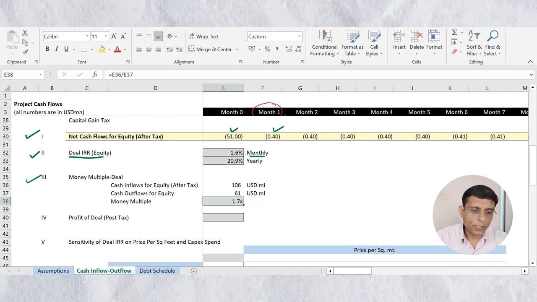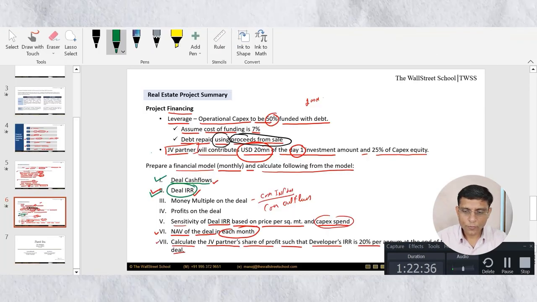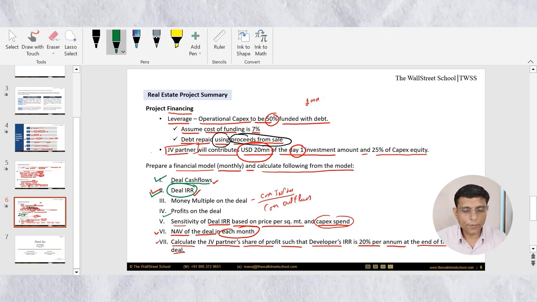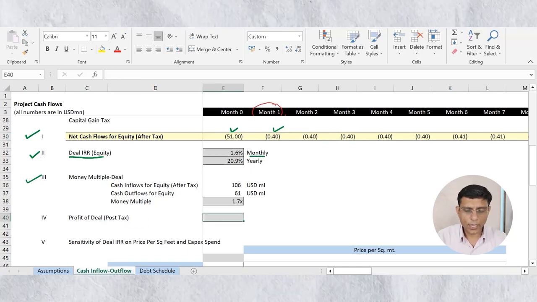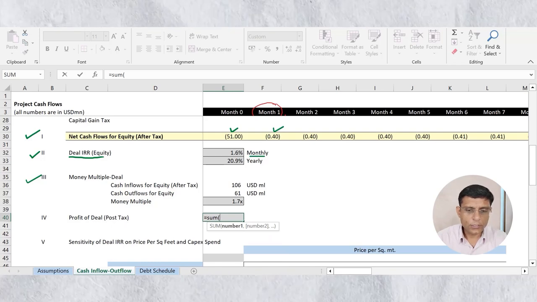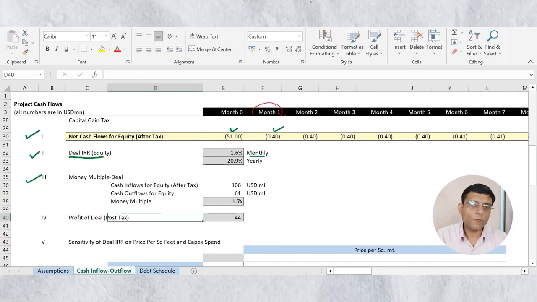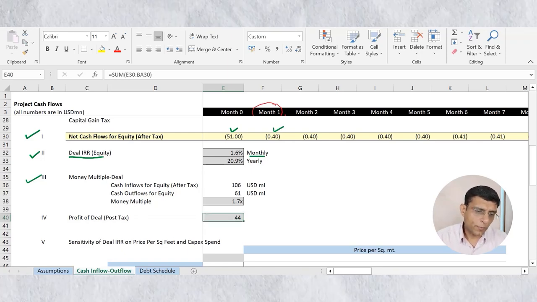So what is requirement number 4, guys? My requirement number 4 is that you need to calculate the profit on the deal. What's the total profit you are making on the deal, net of taxes? It's very simple, guys. You have the cash inflows and outflows after taxes, so the post-tax profit is just the sum of all these inflows and outflows. Sales net of expenses, $44 million is what you're making as profit after taxes. So my requirement number 4 is done.